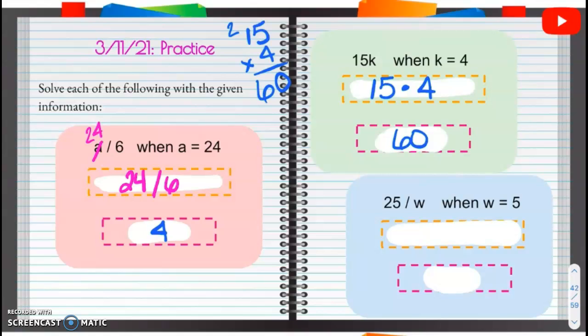So we'll get 60 there. And last but not least, 25 divided by W, when W equals 5. So 25 divided by 5 is going to be 5.